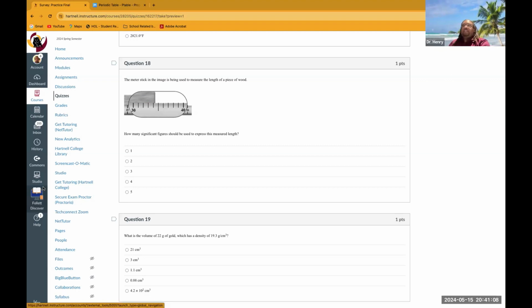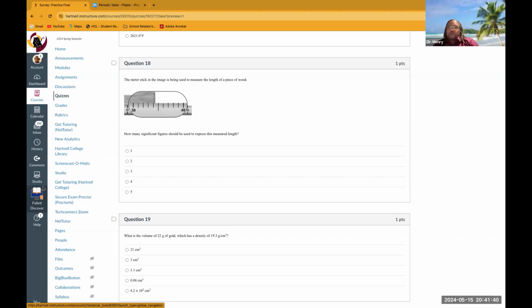Number 18, it says the meter stick in the image is being used to measure the length of a piece of wood. How many significant figures should be used to express the measured length? This one kind of trips me up, but I believe it's just 2 significant digits.